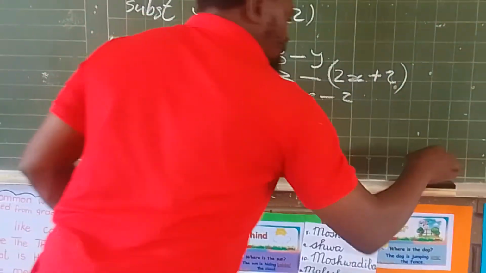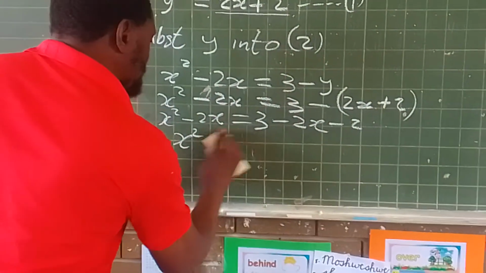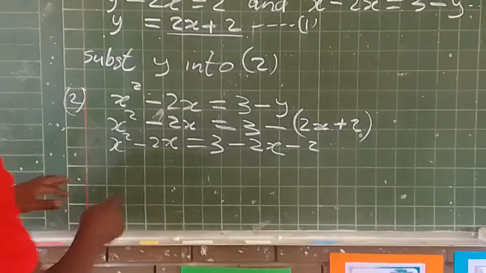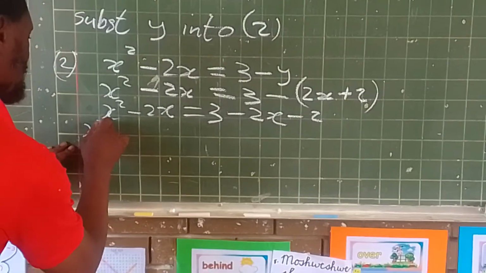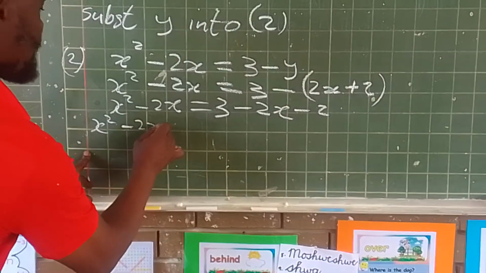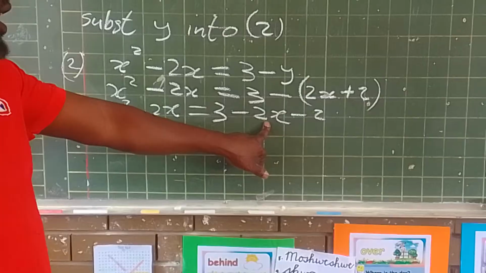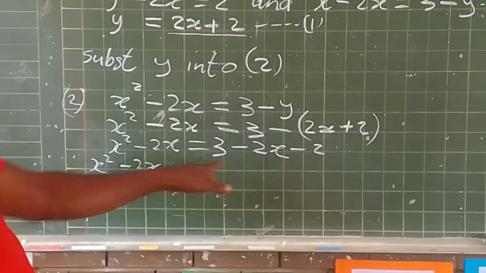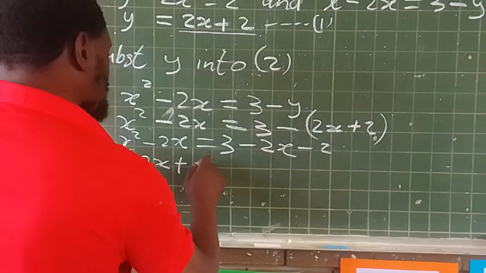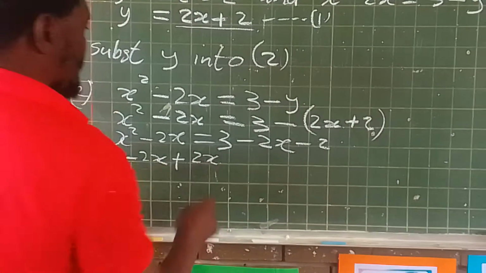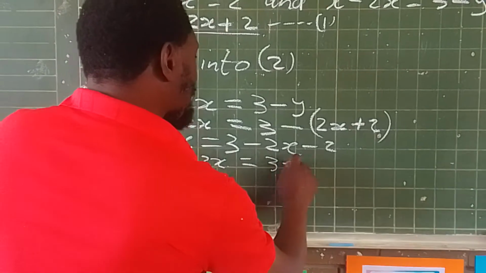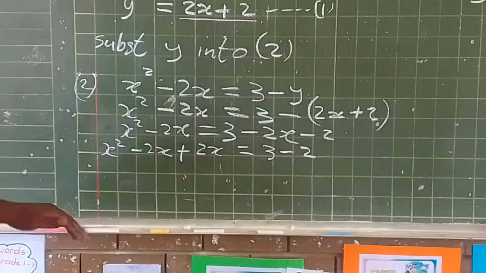Alright, let me write the whole thing so that you won't be confused, Grade 11s. What I'm saying is x squared minus 2x. You grab your minus 2x, that side, it comes to the other side, after the equal sign, it will change from negative to positive 2x, is equal to, you have your 3 here, minus 2.